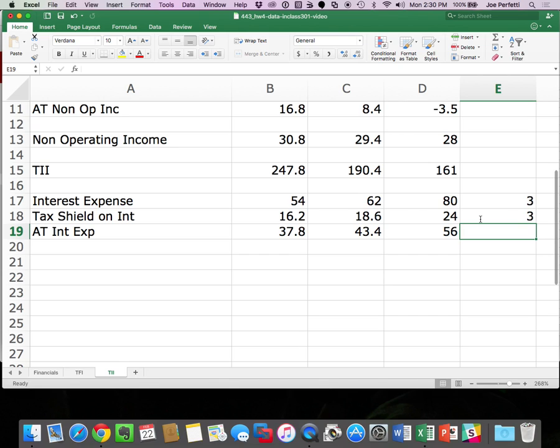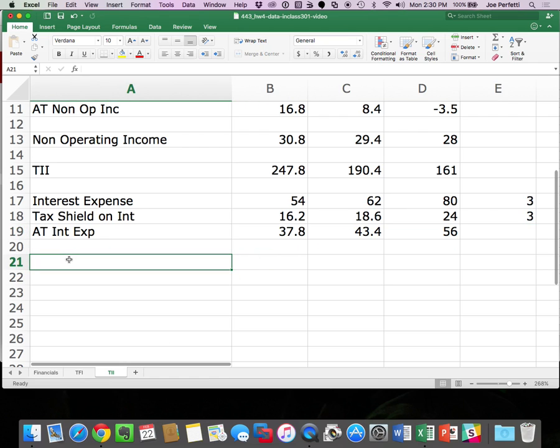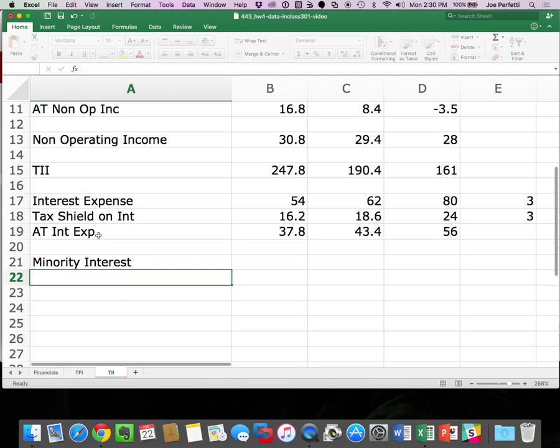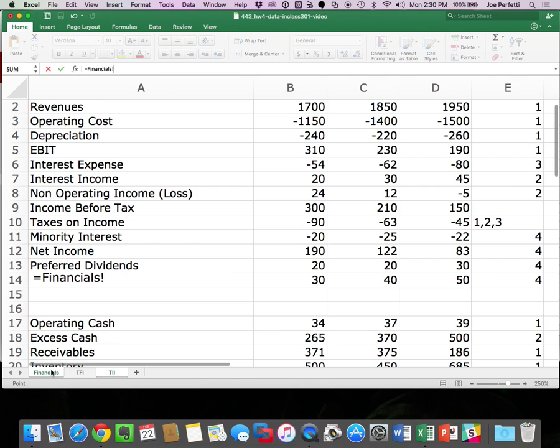Then I go, those are my only 3s. Now I go and I look for my 4s. All right. On the income statement, my 4s are basically minority interest and net income.